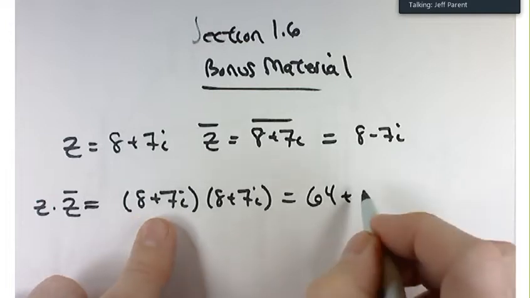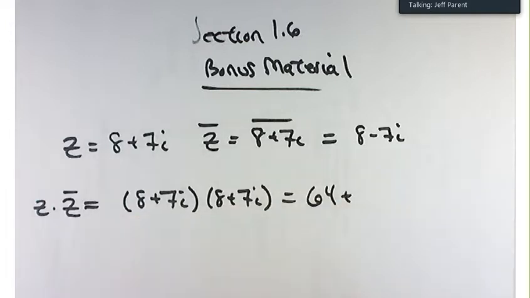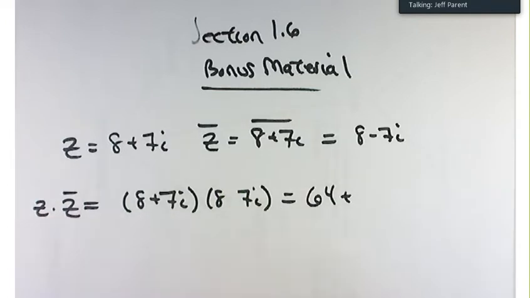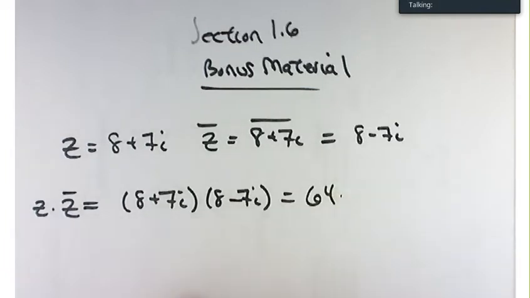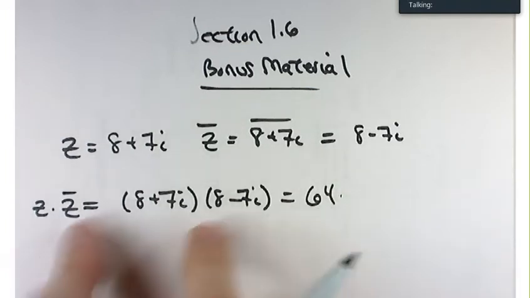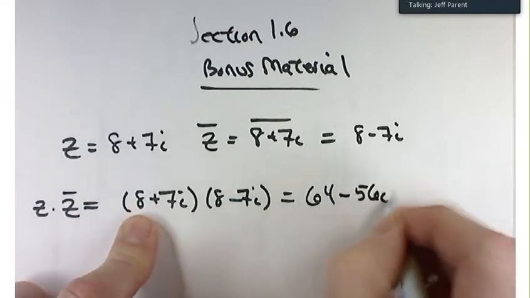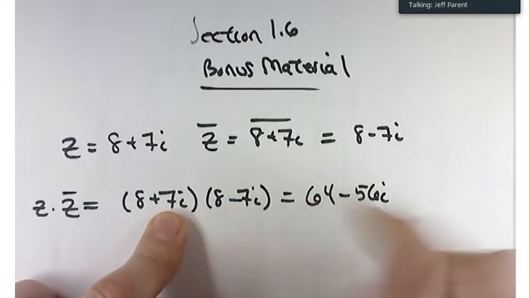64 plus, oops, I made a mistake here, didn't I? What's my mistake? The mistake is that the conjugate should have a negative there. Oops, my bad. So 64 minus 56i plus 56i.